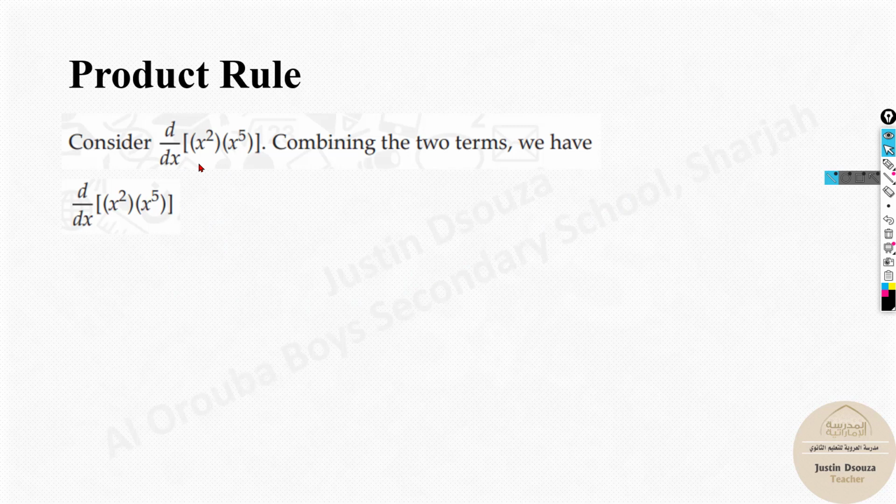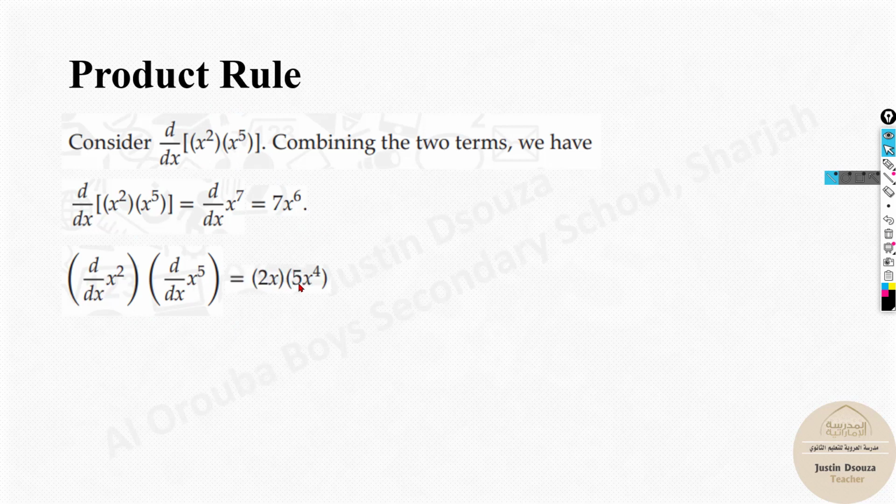Before we look into the rule, let's see a problem. Here we have to derive x to the power 2 times x to the power 5. How would you derive it? Would it be, just add the powers, x to the power 7, and then derive it, which will be 7x to the power 6? Or you will just derive these two individually, that is x squared and x to the power 5, and then multiply the answers. It would be 2x over here, and x to the power 5 would be 5x to the power 4, right?